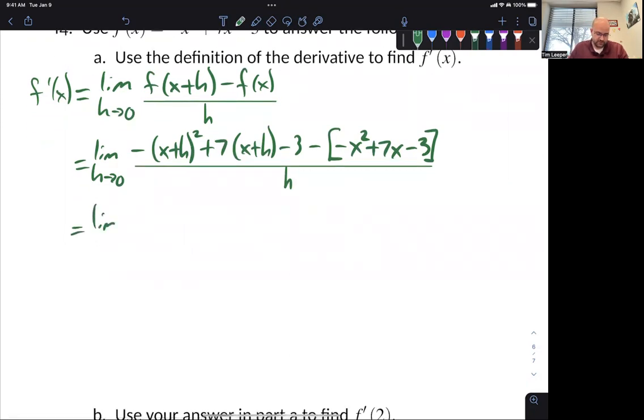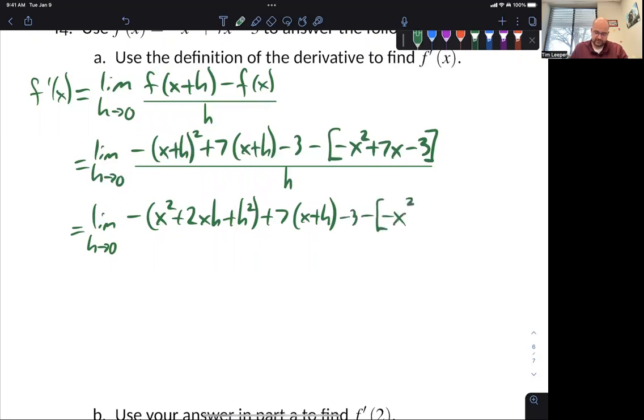Whenever I square the binomial there, that gives me the limit as h approaches 0 of negative (x squared plus 2xh plus h squared). And then we saw the plus 7(x plus h) minus 3, and then minus the entire negative x squared plus 7x minus 3. And divide all of that by h. So that's the exponentiation. Now we deal with the multiplication.